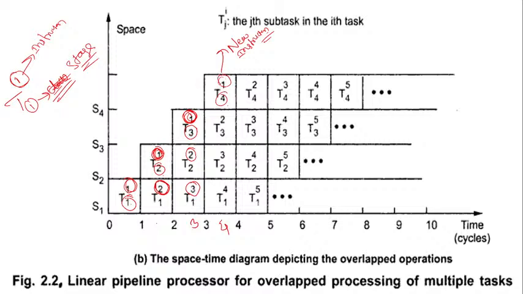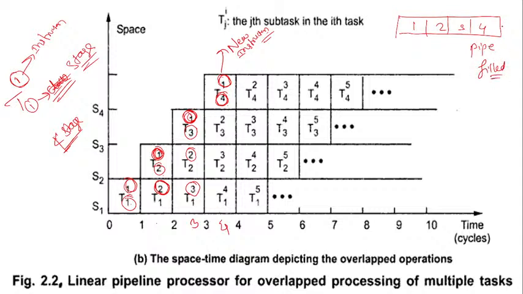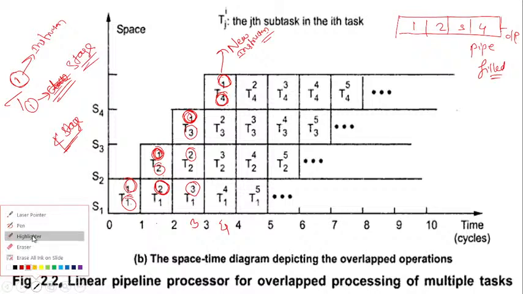So in the fourth clock cycle, the first instruction is in the fourth stage. In our case there are only 4 stages, which means the pipe is filled. Pipe filled means all the 4 stages, 1 2 3 4, have instructions, and you are getting output at the next stage. I hope you are getting this. This is called a time-space diagram, the representation of the overlapped operation.